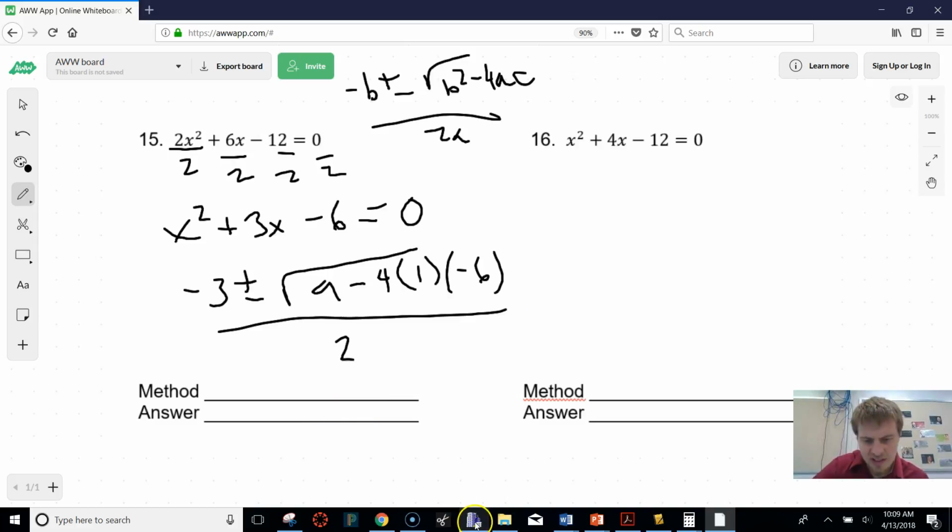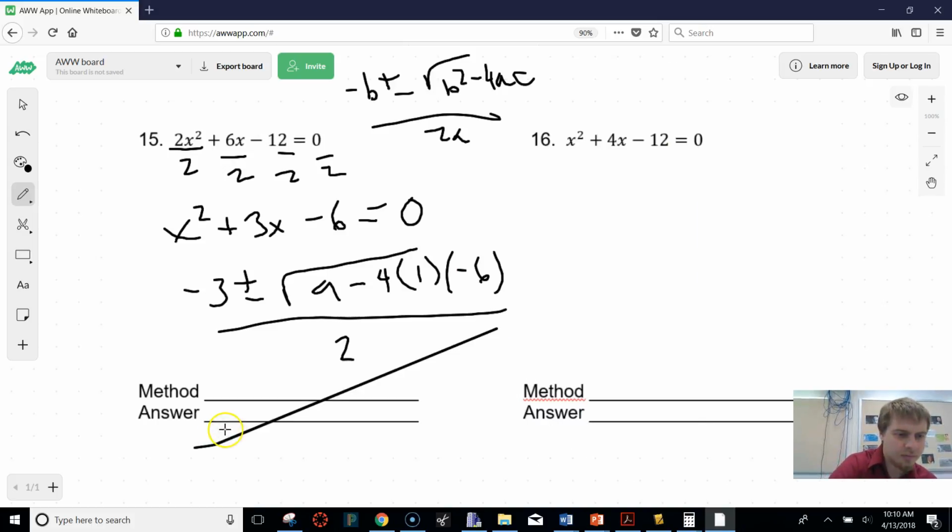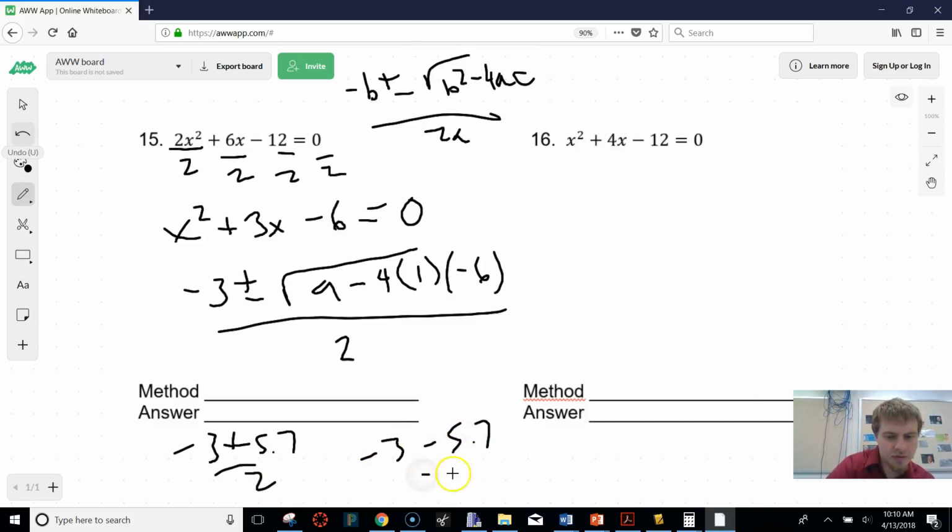Well, I'm going to put that whole thing again in my calculator so I don't make a mistake. So 9 minus 4 times 1 times negative 6. It's 33. Then we'll have to do the square root of 33. It's going to give us 5.7. So we're going to have negative 3 plus 5.7 over 2 and negative 3 minus 5.7 over 2.